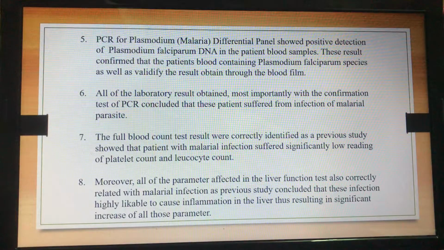Next, PCR for Plasmodium malaria differentiation panel shows a positive detection of Plasmodium falciparum DNA in the patient's blood sample. This result confirms that the patient's blood contains Plasmodium falciparum species, as well as validates the result obtained through the blood film.